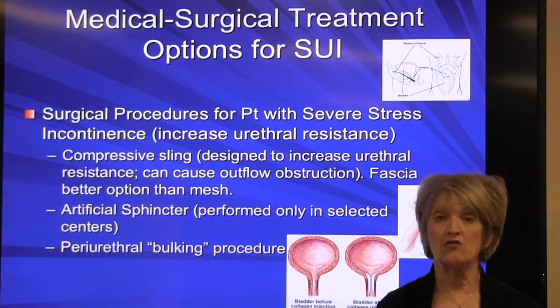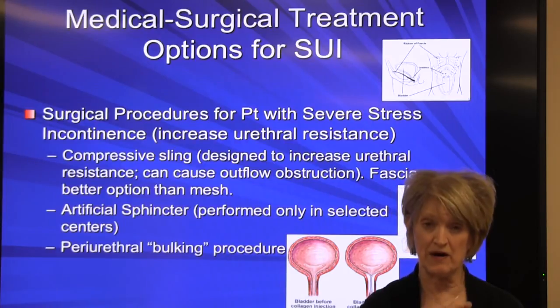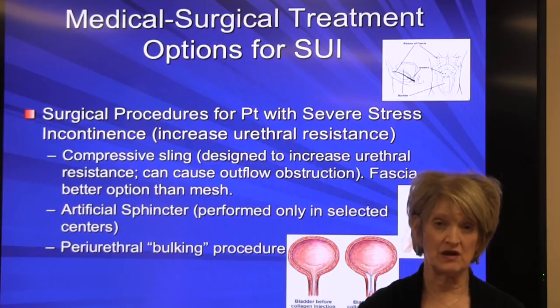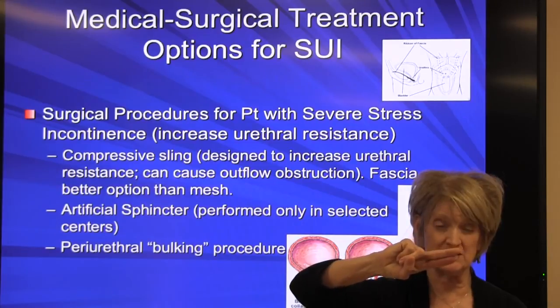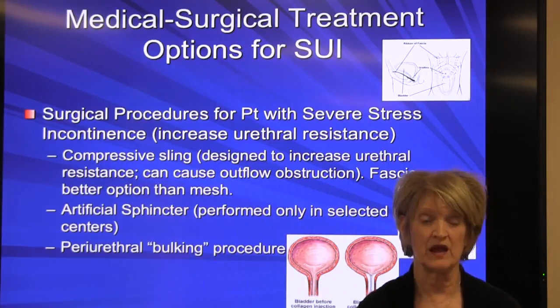You need to know that for women with stress incontinence caused by pelvic floor weakness that the mid-urethral tension-free slings are the most commonly performed procedure. That they work by stabilizing the urethra, stabilizing the sphincter, holding it in place so that it works more effectively.